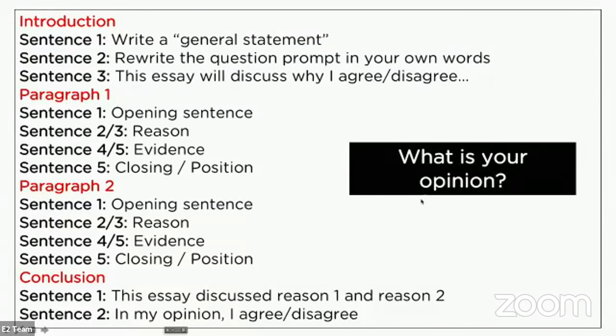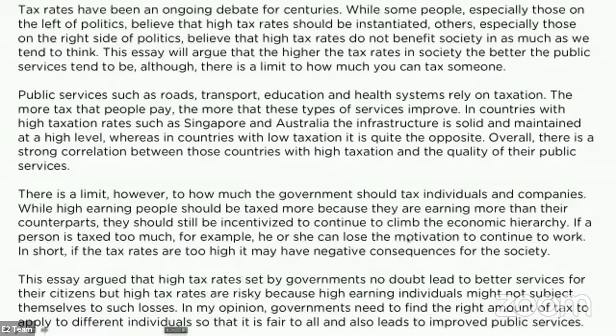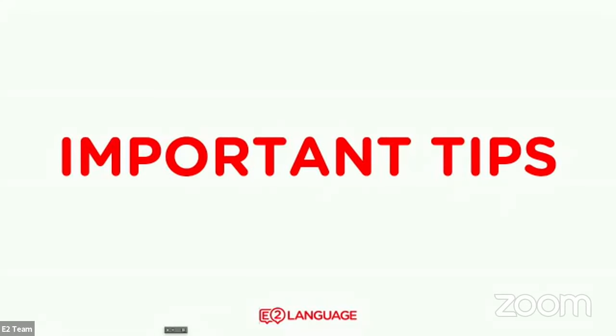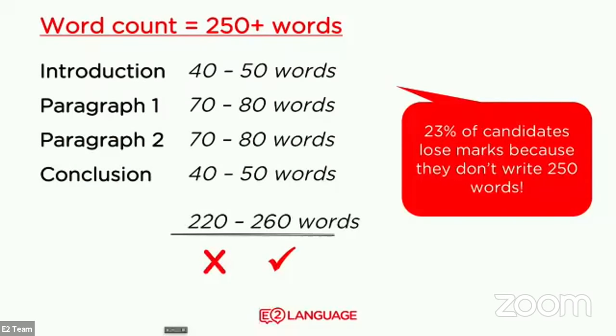So I'm going to step you through this sentence by sentence tonight. This is what my essay looked like after I wrote it, okay? Let me give you some important tips before we begin, and these are genuinely important. These are directly related to the scoring. If you miss these, then you're going to be in trouble. First of all, word count. You need to write more than 250 words. 23% of candidates lose marks because they don't write 250 words or more. In other words, they write below the word count, they lose an entire band score or maybe even more.